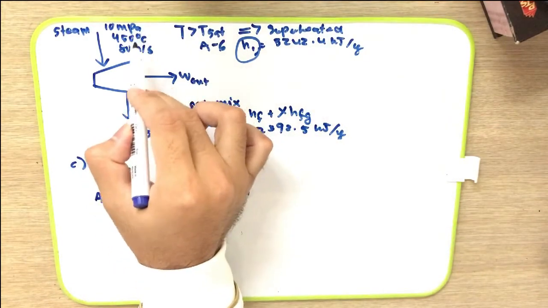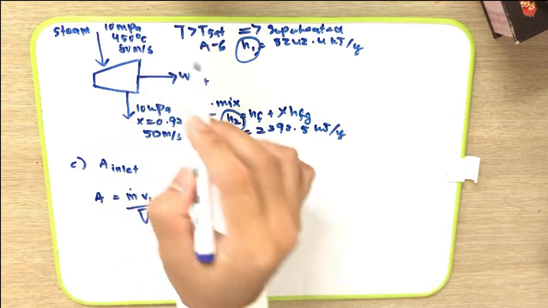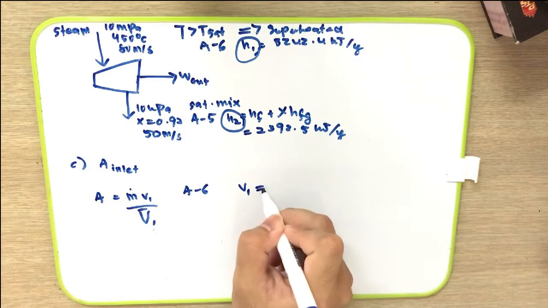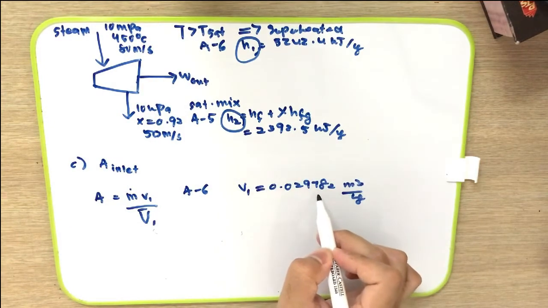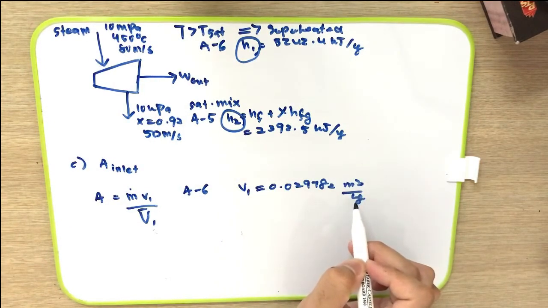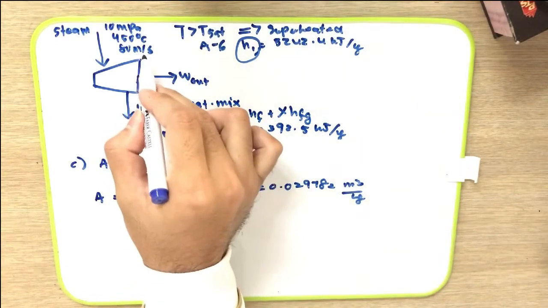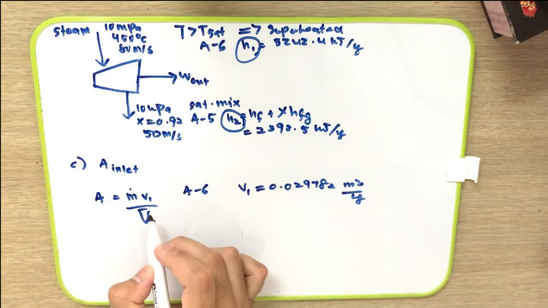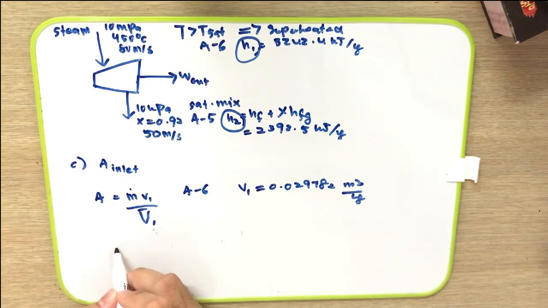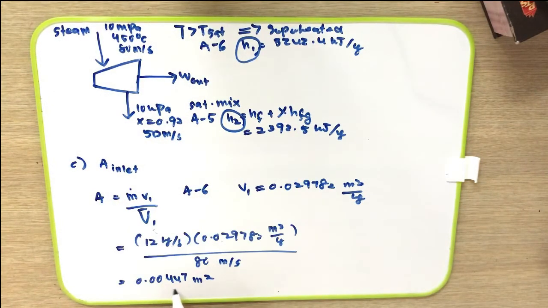we can find the specific volume at 10 megapascal and 450 degrees C. The specific volume we will get is 0.029782 meter cube per kg. After we substitute inside here, and also the velocity 80 meter per second, we will get the answer 0.00447 meter square. So that's how we solve question number 3.